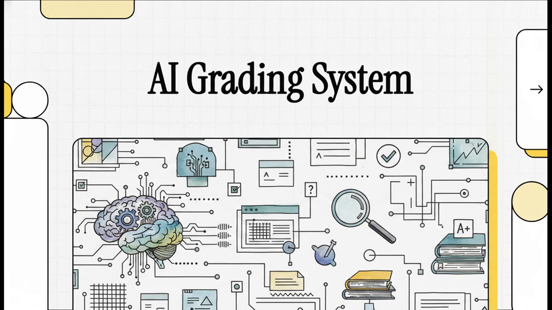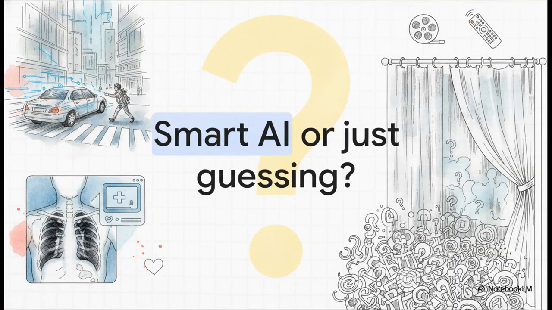Today, we're tackling a massive question in the world of AI, which is how do we actually know if an AI is smart or if it's just really good at guessing? There is this entire rigorous grading system behind the scenes, and honestly, understanding it completely changes how you'll view the tech in your everyday life. Let's get into it.